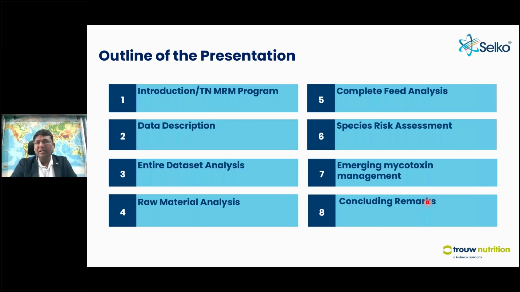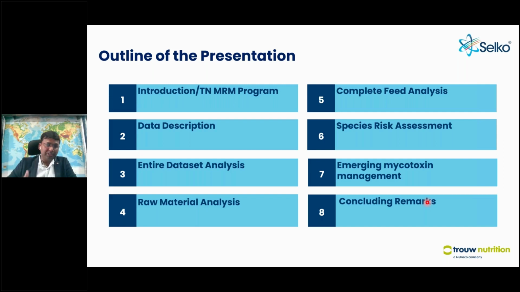Before that, I will give a little bit of introduction to our Trouw Nutrition's Mycotoxin Risk Management Program. Of course, a large data set is there, so we'll give a description of the data. Then I go through the whole data analysis. That means we don't categorize as raw materials or feeds or byproducts. So the initial discussion will be on the entire data set, as we gathered across the world.